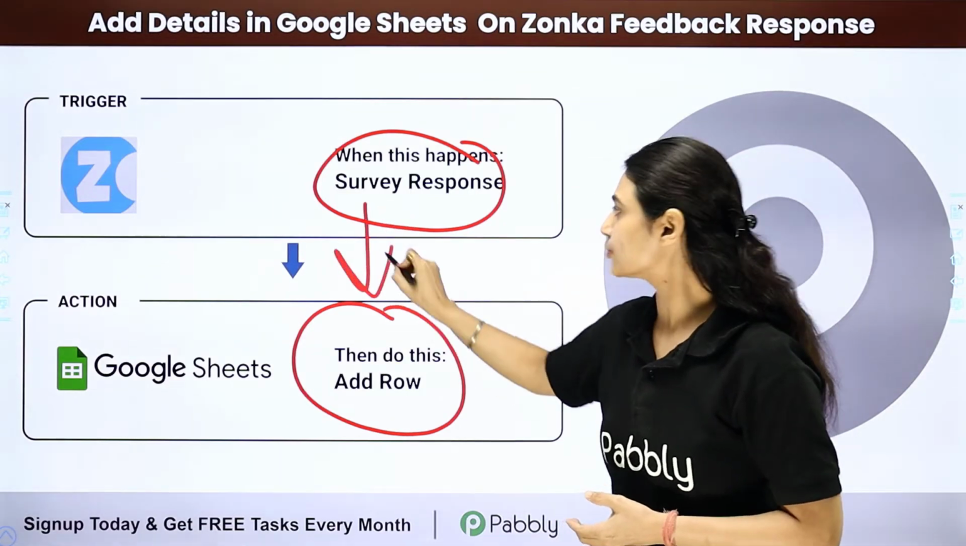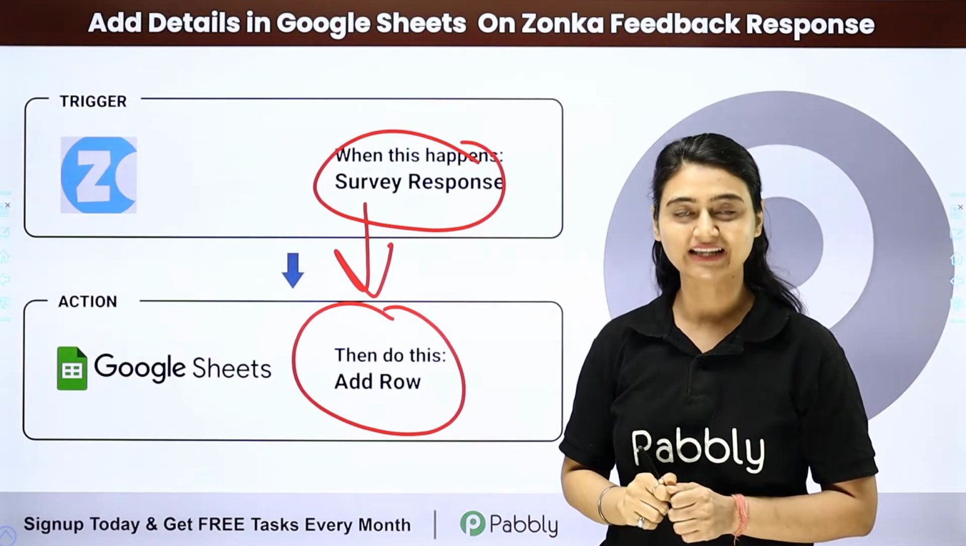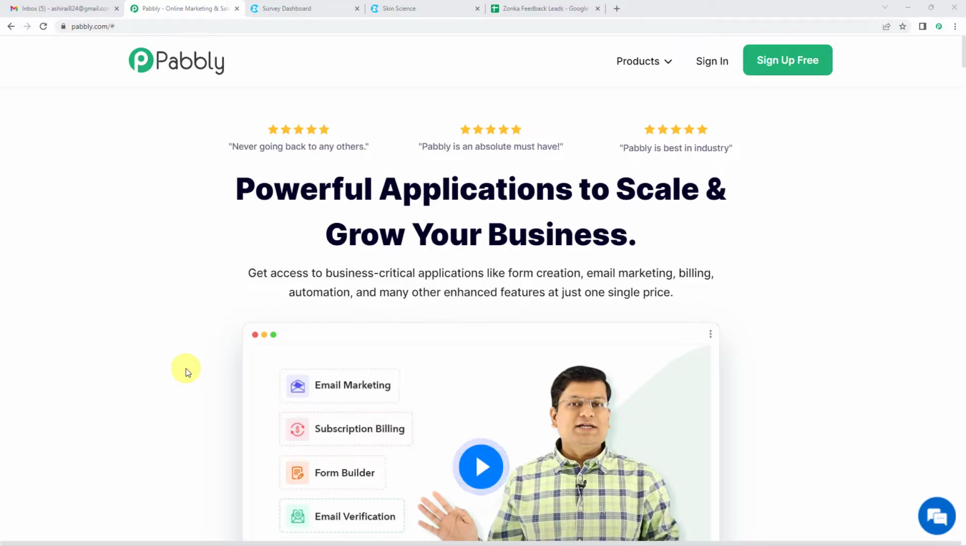Now we are going to automate this entire process using Pabbly Connect. Come to my screen to see how we do this. To automatically add Zonka Feedback survey responses in a Google Sheet, let us first go to Pabbly's website. You can see the landing page of Pabbly. On the top right, you can see two options: sign in and sign up free. If you sign up free, you will get free tasks every month, so do not forget to sign up. Since we already have an account, we will just sign in.